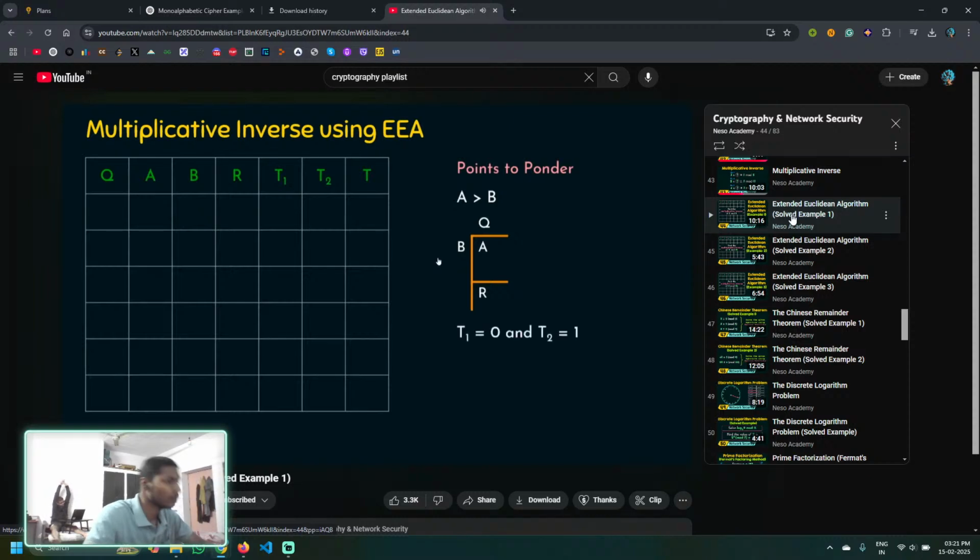What are the new things here? The new things introduced here are T1 and T2. For the first iteration, or for the first time, T1 and T2 values are 0 and 1 respectively.